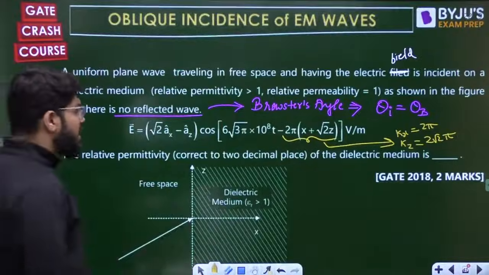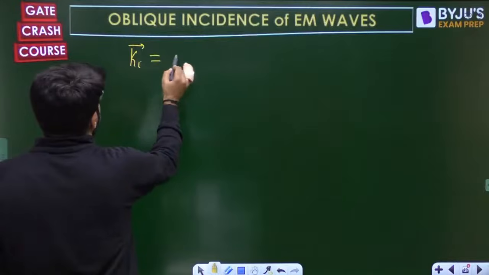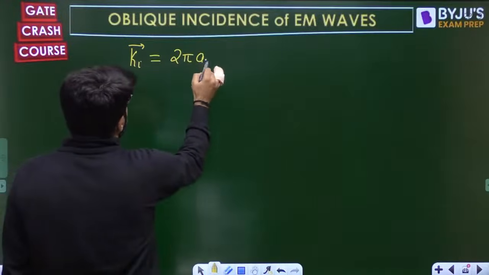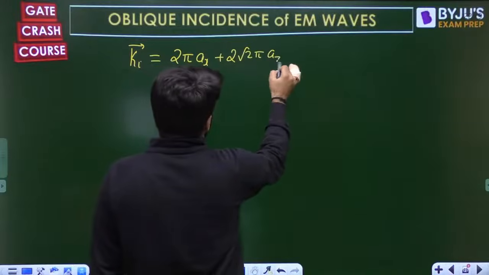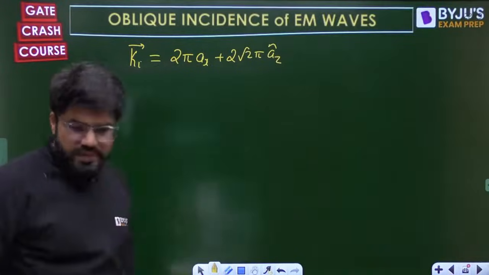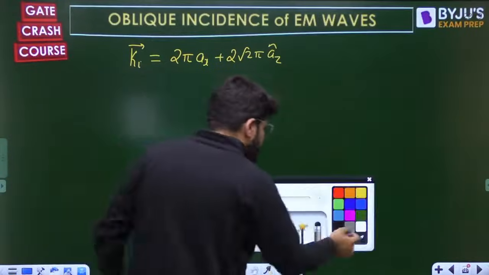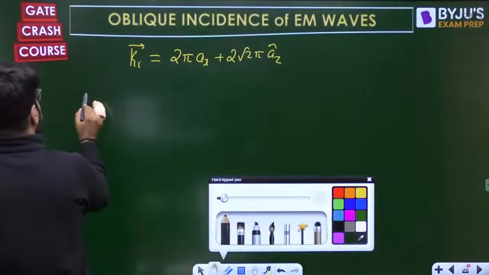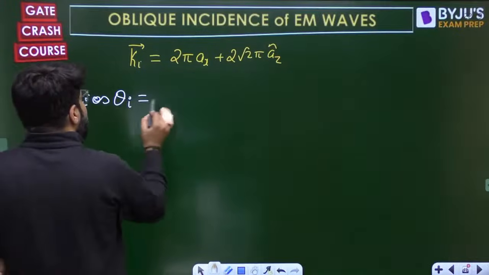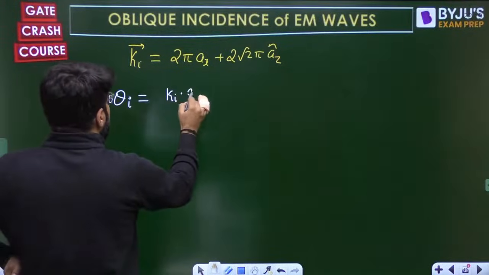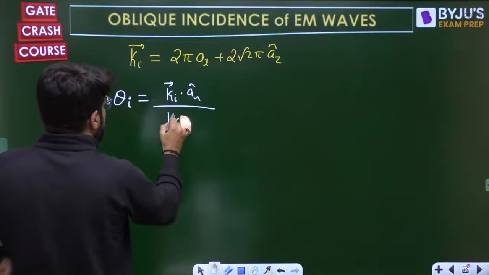So what is the ki? What is the propagation vector of the incident wave? Kx is 2 pi and kz is 2 root 2 pi az. This is the ki. So according to us, what should be the angle of incidence? We know the formula for angle of incidence. Cos theta I is given by the formula ki dot an cap divided by modulus of ki.